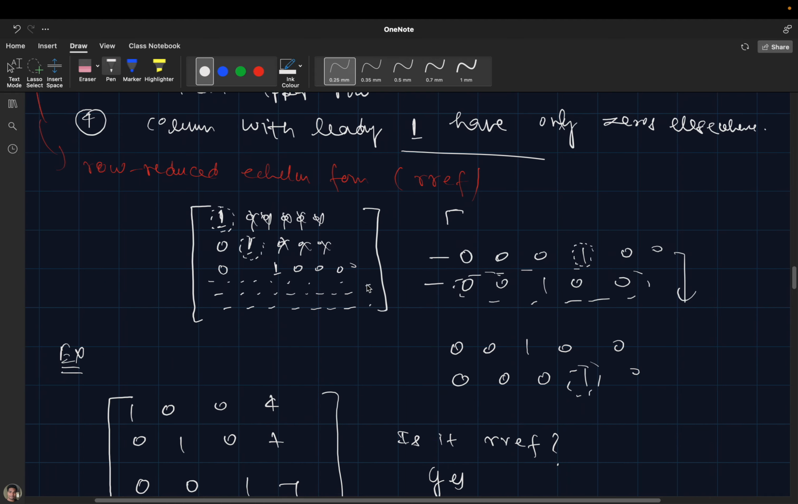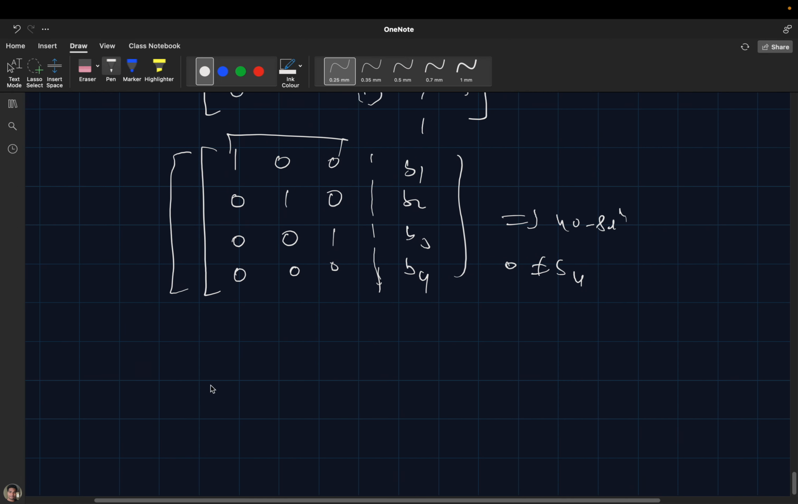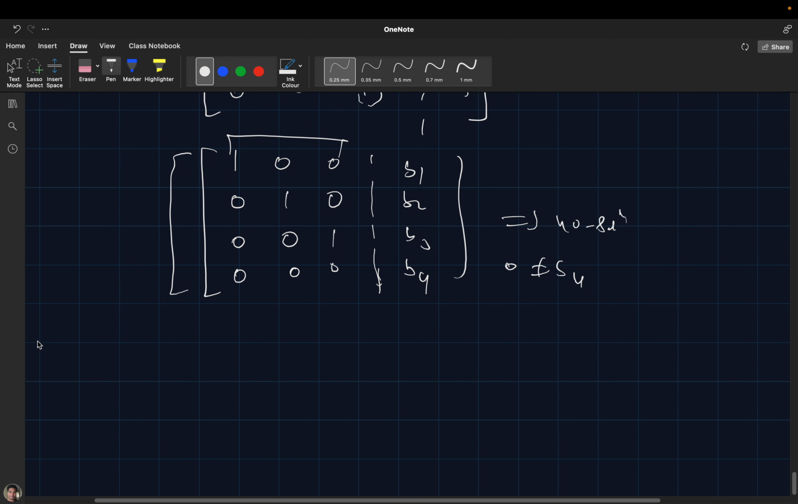Okay, so let's move further. Now the theorem. Now I will move to the homogeneous, then I will talk about the theorem. Homogeneous system of linear equations.